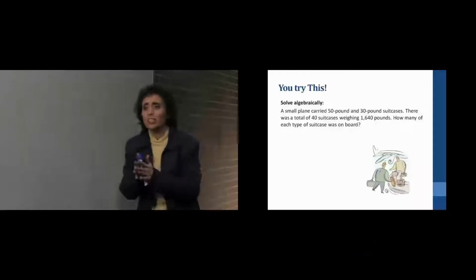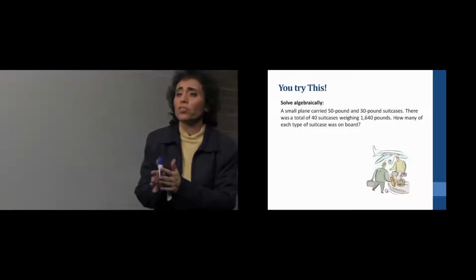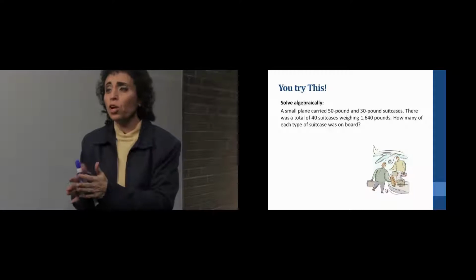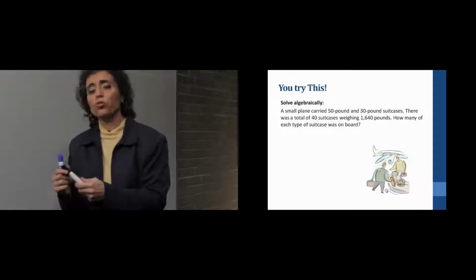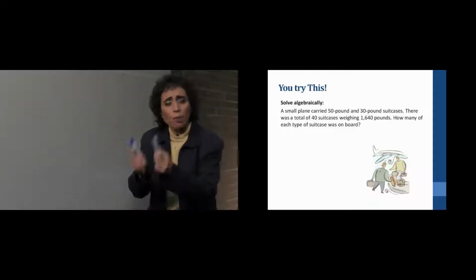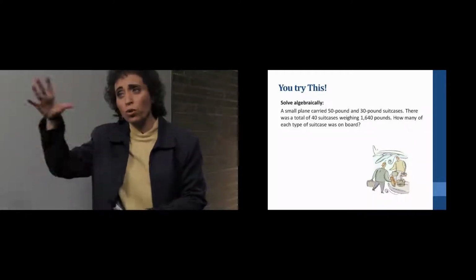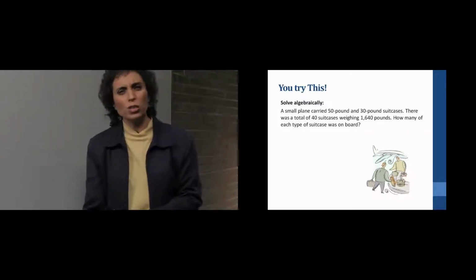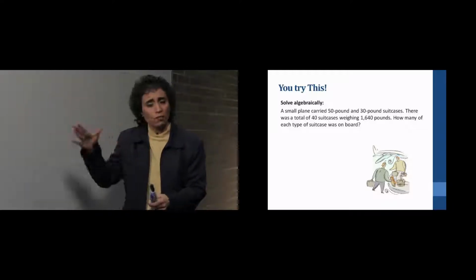All right, let's take a look at this one. A small plane carried 50-pound and 30-pound suitcases. There was a total of 40 suitcases weighing 1,640 pounds. How many of each type of suitcase was on board? Now here's the deal. This is, again, a how much times how many. How much meaning how much weight for the pounds, because we want total pounds, and then we want how many of each suitcase.